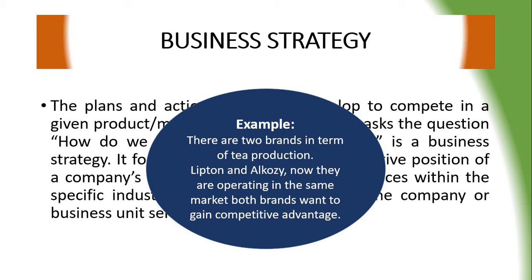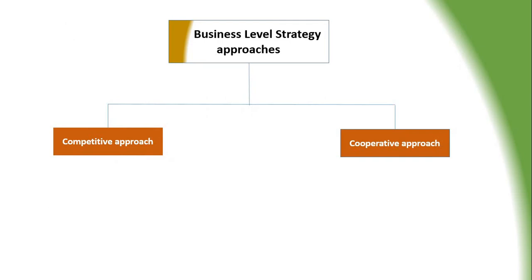So this is the best example for the business strategy. Now, the business level strategy can be implemented at two different levels. One, the competitive approach, and the second one is the cooperative approach. What is the competitive approach? Competitive approach is the approach in which the companies are battling, fighting, competing against each other.